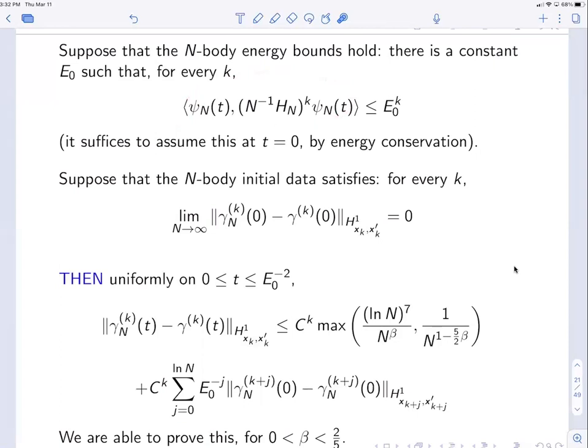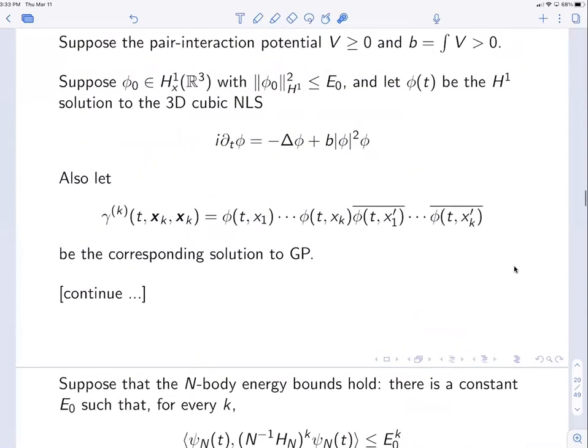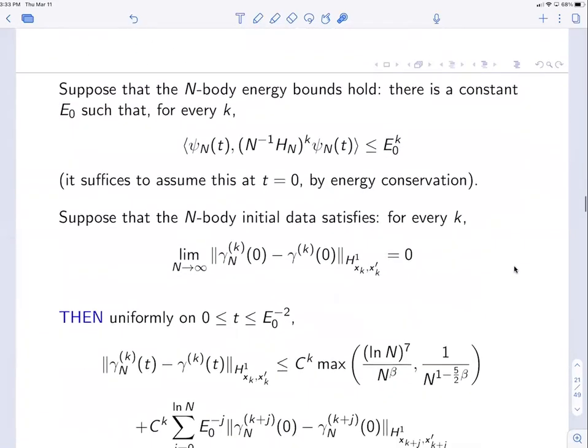It's constant in time by energy conservation. It's n-body Schrodinger dynamics. All right. So then we have an n-body linear Schrodinger solution, and we're also making reference in our assumptions to initial condition for NLS, corresponding evolution phi for NLS, and corresponding solution gamma k to GP. And so we need some assumption that relates the two at time 0.